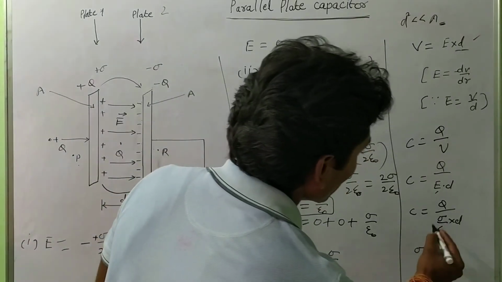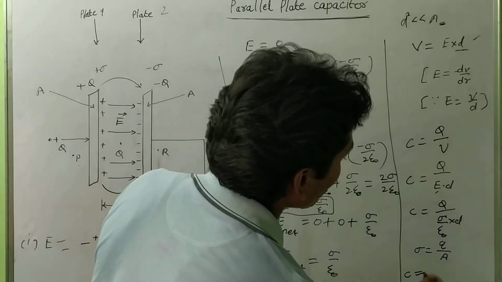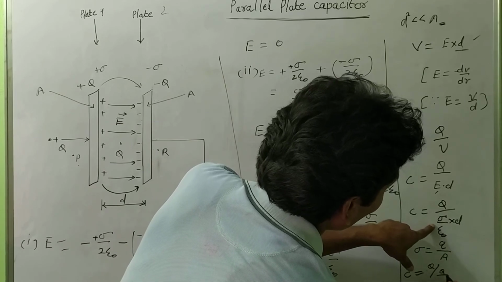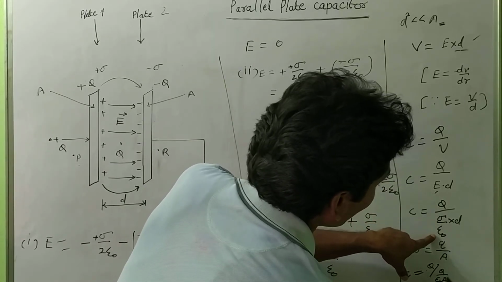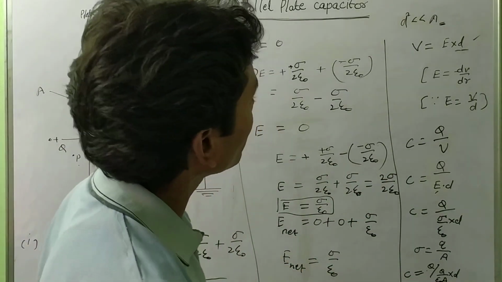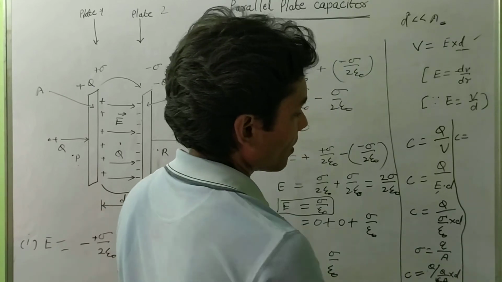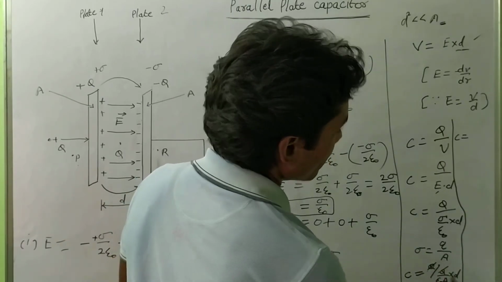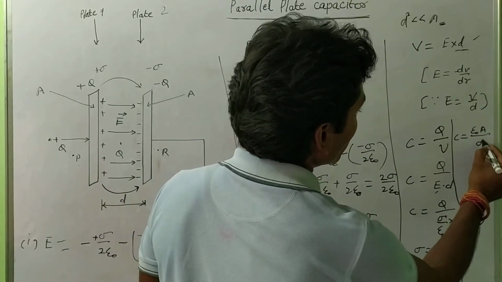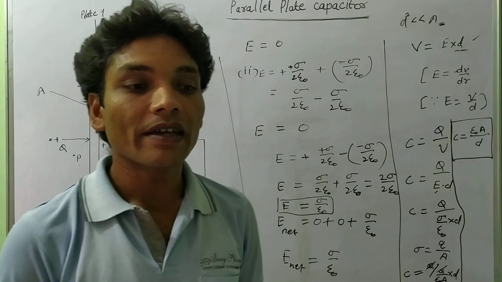On putting the value of sigma in this equation, C will be Q upon epsilon naught A into D. Q cancels, and the value of C will be epsilon naught A upon D. This is the equation of capacitance of a parallel plate capacitor.